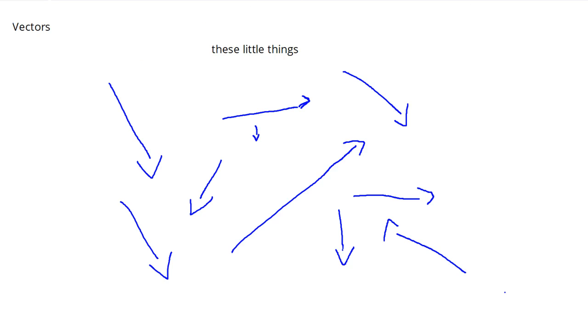So, first of all, what are vectors? Vectors are these little things right here. The little things have the magnitude, and they also have the direction. So, magnitude is the strength of the vector. For example, if I push someone with a small force, then it will be a small magnitude. If I push someone with a big force, it will be a big magnitude. So the length of the vector determines the magnitude of the force.